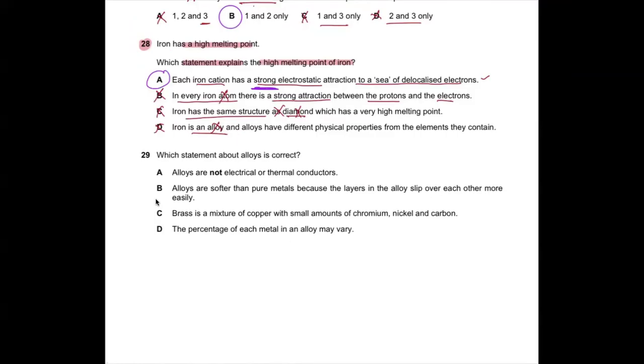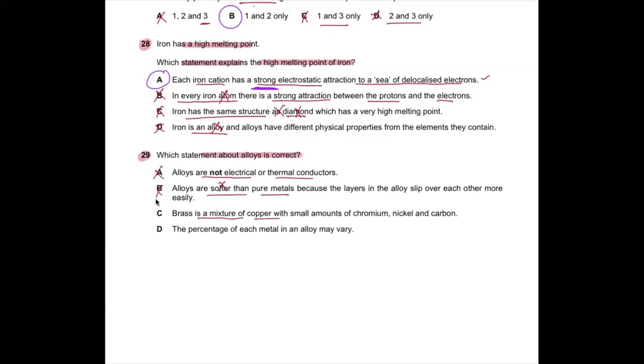Now, MCQ number 29. Which statement about alloys is correct? Okay. Alloys are not electrical and thermal conductors? Not at all. Alloys do conduct electricity, right? Because they are a mixture of metals and sometimes non-metals along with the metal. Alloys are softer than pure metals? No, sorry. Alloys are harder than pure metals.